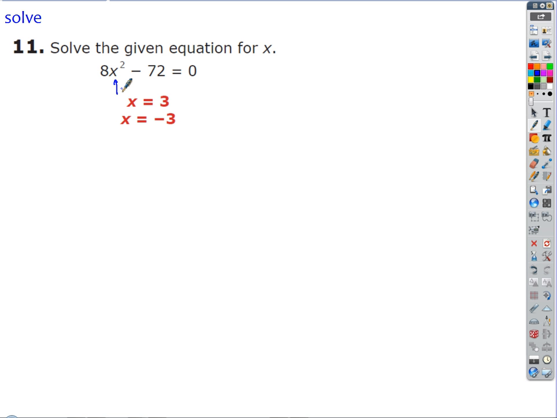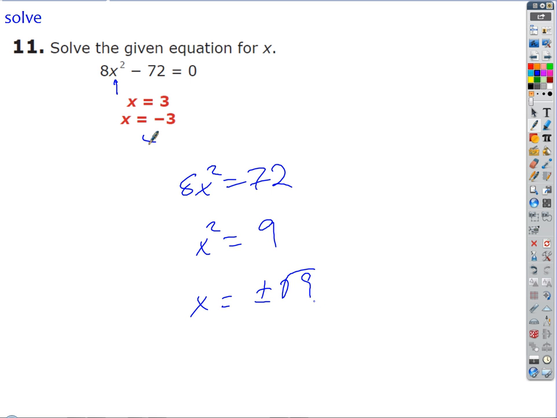What's our trick? We said whenever you can point to a single variable, you can, what? Isolate it. Yeah, I can isolate it. I don't have to factor this time. I can just get the x by itself. So what would the steps be to isolate x? Add 72, so I'd get 8x squared equals 72. Divide by 8, so I'd get x squared equals 9. Square root it. And so x would equal plus or minus the square root of 9, which is plus or minus 3, right? Okay, good.